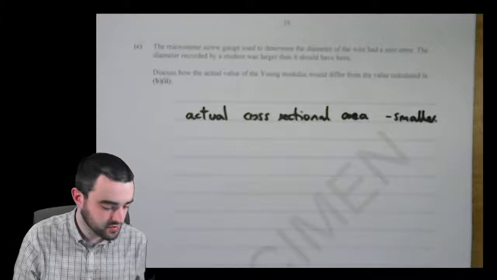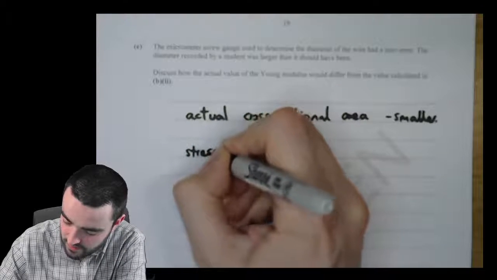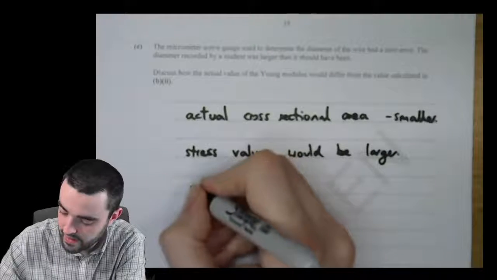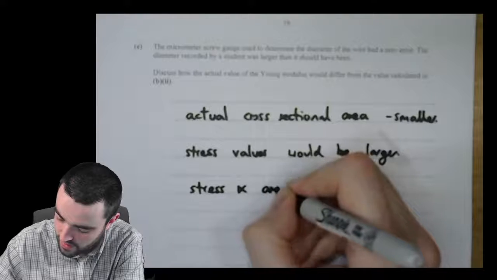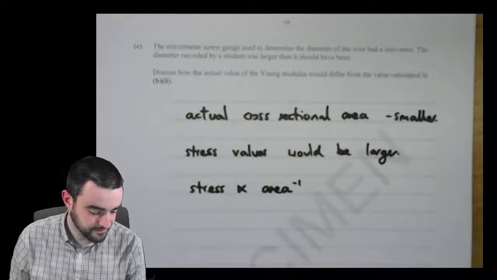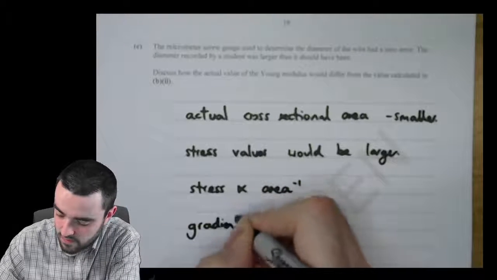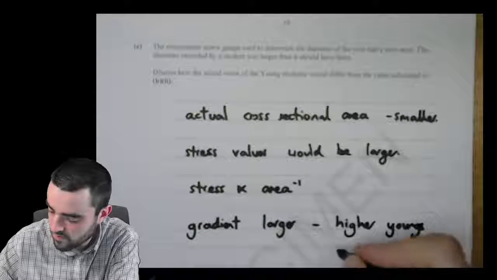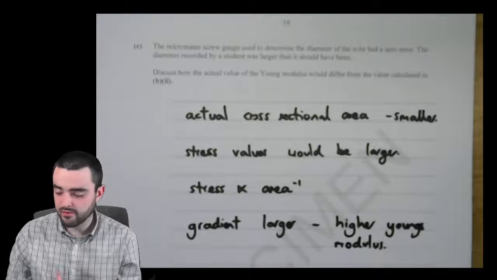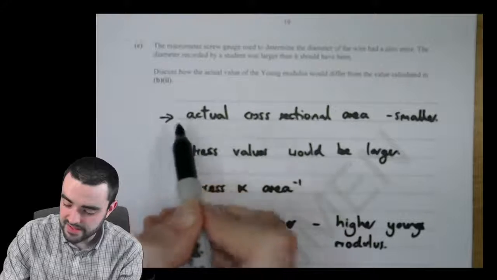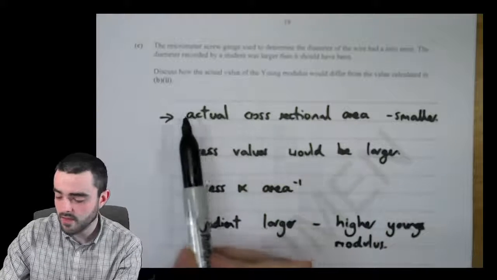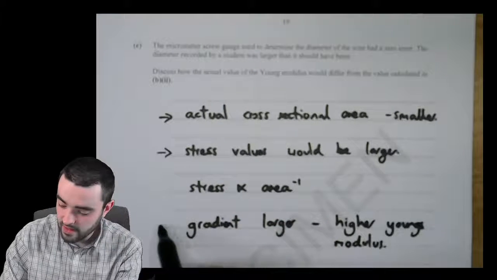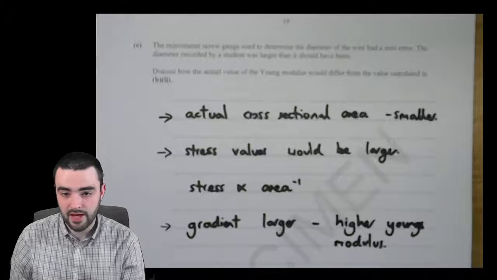So this is going to be relating to our stress. So this means that the stress values would be larger, as stress is inversely proportional to the area. This would mean that the gradient would be larger, which would mean a higher Young's modulus. And here we can see the three parts now. We're going, okay, what effect does diameter have on the overall calculation, how does that actually link in? What would that do to those values? And then finally, what would that do to the Young's modulus, which is what the question is about.